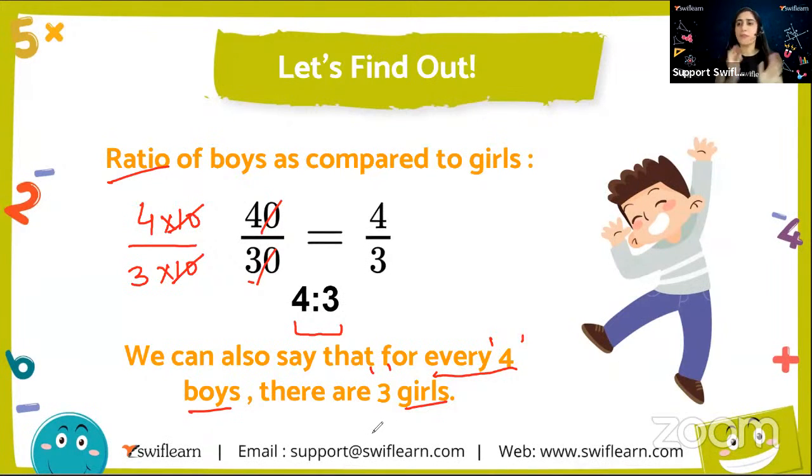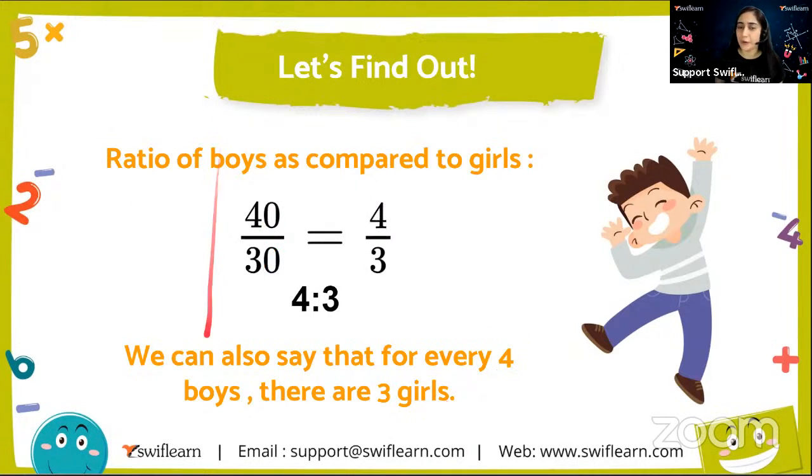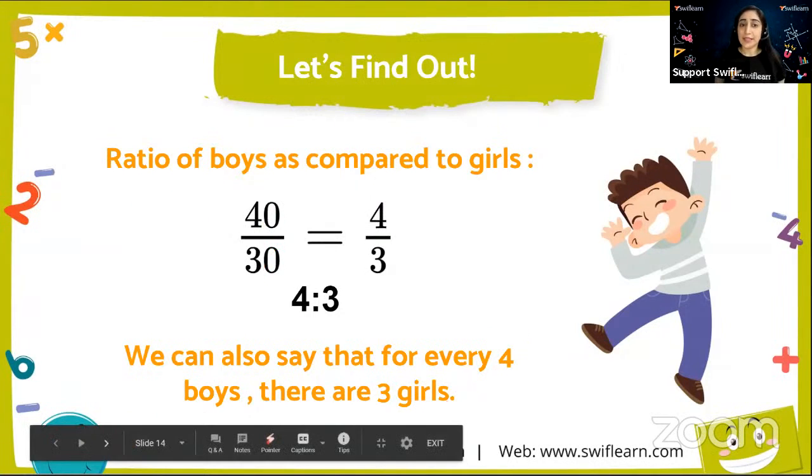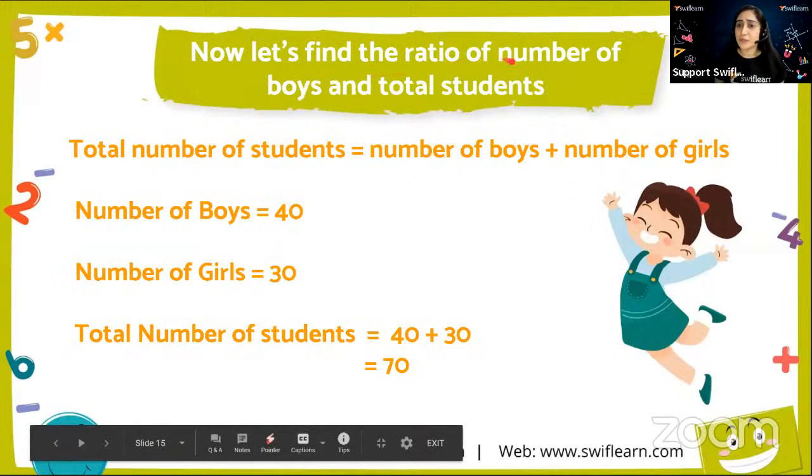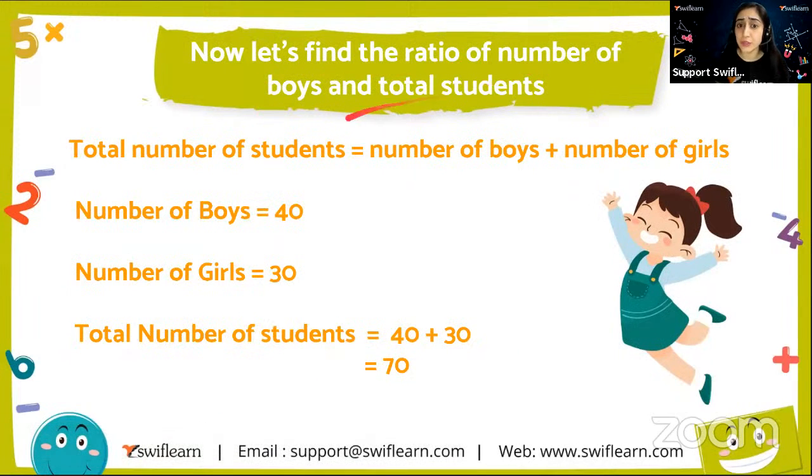Now I'll give you a question. Let's see. Can you solve this question or not? Okay. So the question is the other way around. It says, now let us find out the ratio of number of boys to the total students. Now it's a little different. We are comparing the number of boys with the total students.